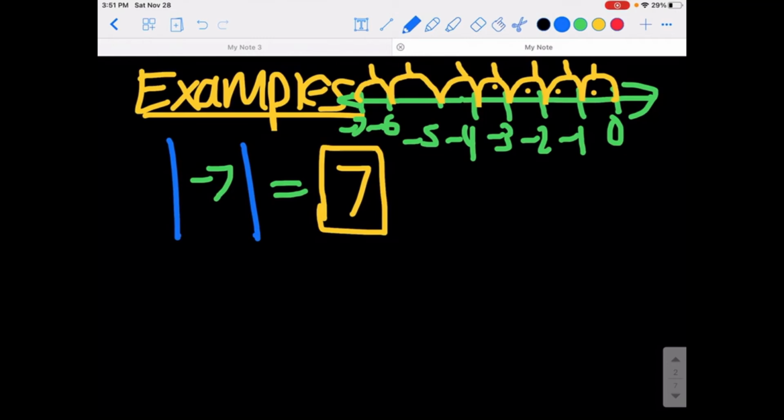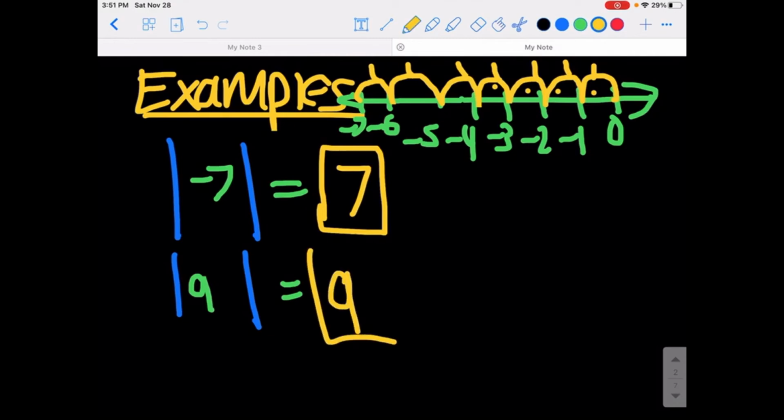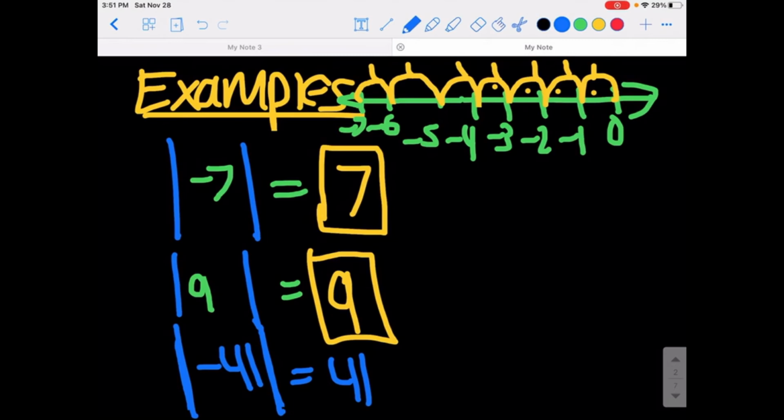I feel after you do a couple of examples, you'll understand the pattern, and you probably won't need to draw a number line every single time. Next, 9. It's the same thing. How many units away is 9 from 0? It's 9 units away. You'll get the point of it very quick. Let's do two more. Let's do negative 41. These are the absolute value bars. And this equals 41. It's 41 units away from 0. It doesn't really matter if it's negative or positive. Absolute value is always positive.